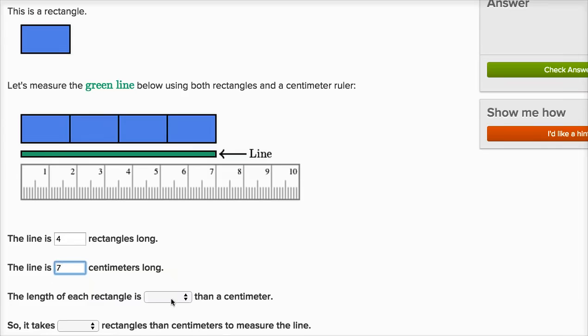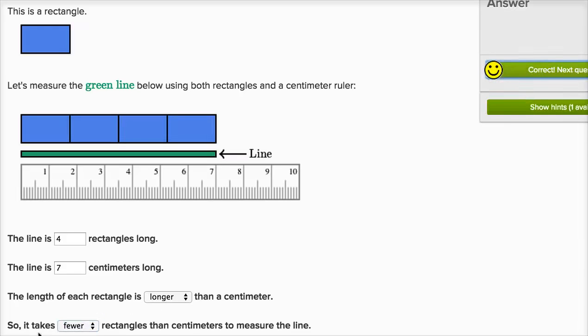The length of each rectangle is longer than a centimeter. You see that right here. Each rectangle is more than 1 centimeter. So it takes fewer rectangles than centimeters to measure the line. So we've seen this multiple times.